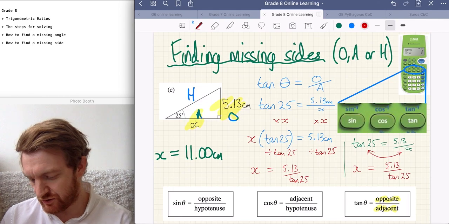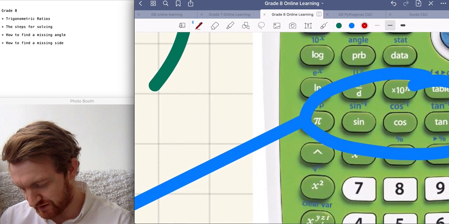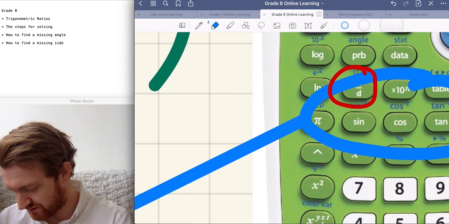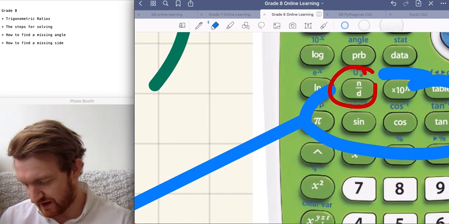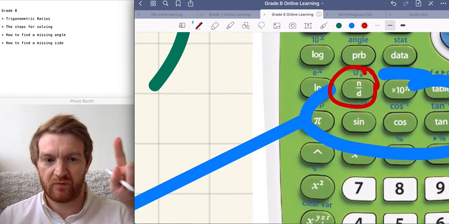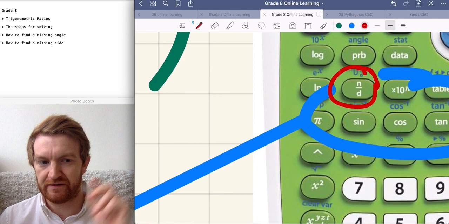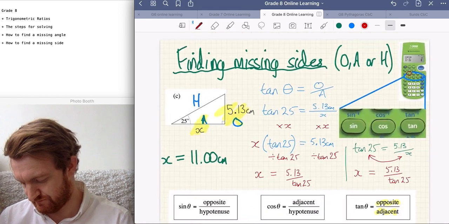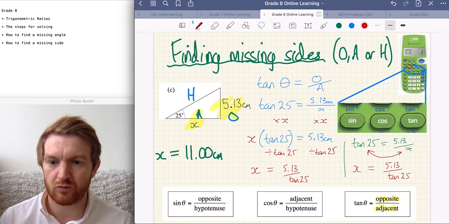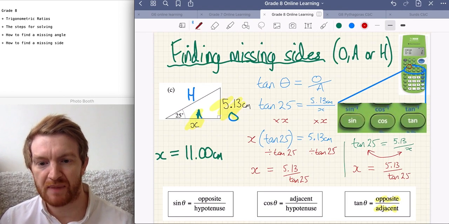Please, when you're doing this, use the fraction button, which is slightly concealed there. I'll just reveal that. Okay, use that fraction button when you do this. So you'd put 5.13 fraction button tan 25. And that is pretty much it. There's harder questions, there's more complex questions, but that is the basic idea.